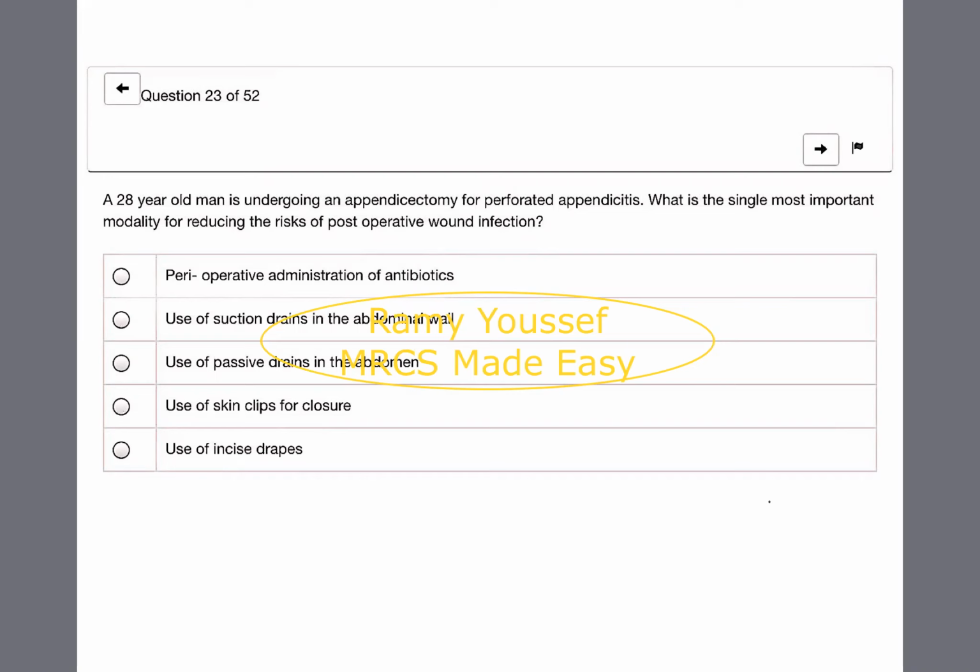I think preoperative administration of antibiotics is helpful in this case. What type of operation is this? Appendectomy. This is a classification according to the risk of infection: clean, contaminated, or clean contaminated. You can say contaminated. Sometimes now they say clean contaminated, because you are opening the GIT tract. Okay, clean contaminated.